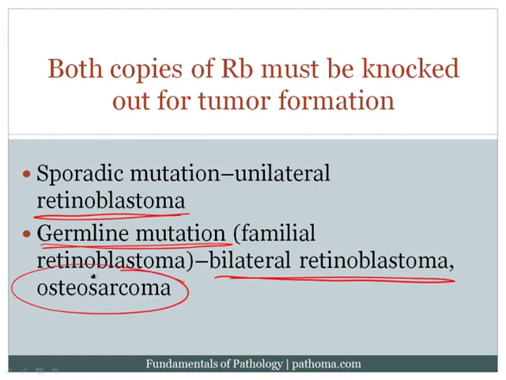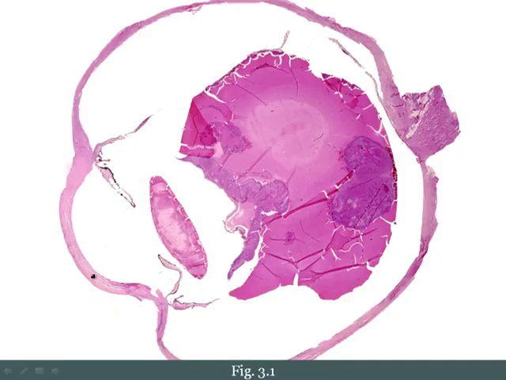Now, I think this requires a little bit of explanation, so I'm going to take a moment to back away and explain a principle here. So what is retinoblastoma? Retinoblastoma is a tumor that develops in the back of the eye, and I've included a picture here in your text, and here's the eyeball, and this is the tumor in the back of the eye arising from the retina, and that's a retinoblastoma.